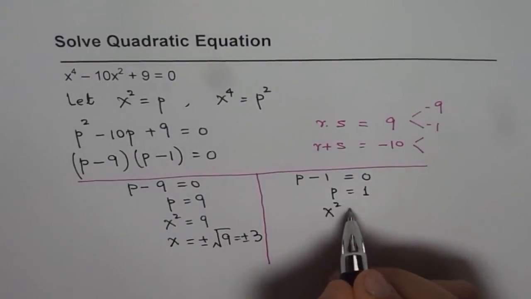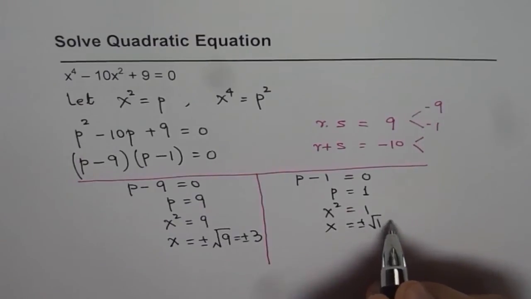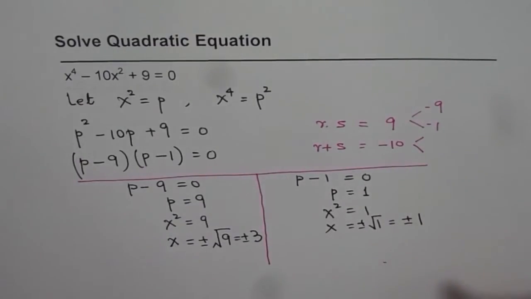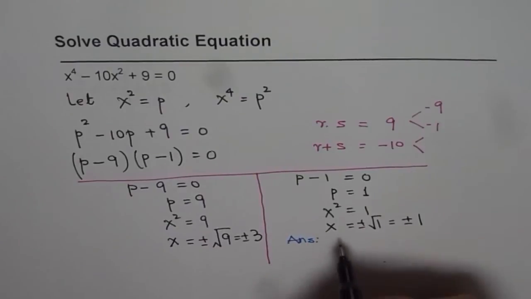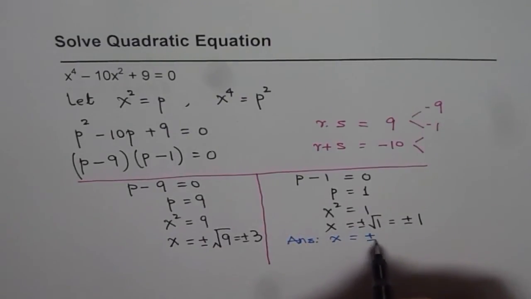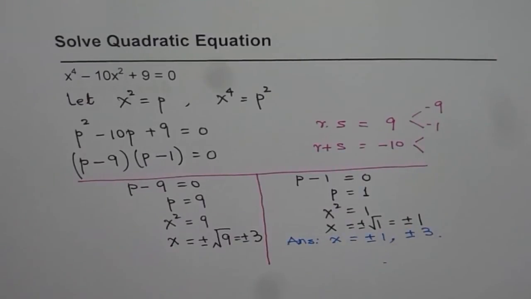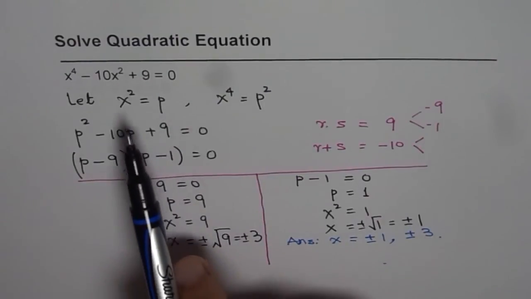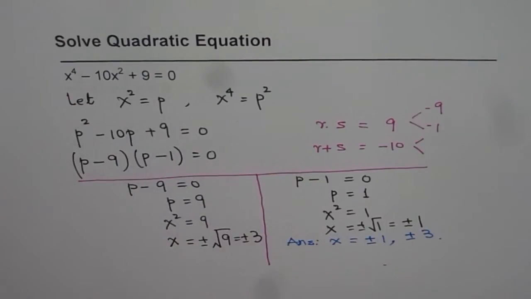Here x squared equals 1, that means x is equal to plus and minus the square root of 1, which is 1, right? So plus and minus 1. So like this, we get four different solutions. And therefore, the solution to the given equation is x equals plus and minus 1 or plus and minus 3. So these are the solutions for the given equation. Well, the strategy which you understand from here is to substitute so that you can reduce the equation from quartic to quadratic and then apply the techniques learned to solve a quadratic equation.